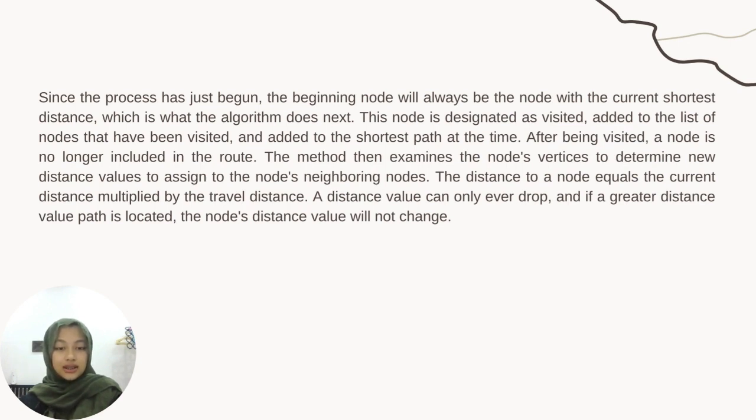This node is designated as visited, added to the list of nodes that have been visited, and added to the shortest path at a time. After being visited, a node is no longer included in the route. The method then examines the node's vertices to determine new distance values to assign to the node's neighboring nodes. The distance to a node equals the current distance plus the travel distance. A distance value can only ever drop, and if a path with a greater distance value is located, the node's distance value will not change.